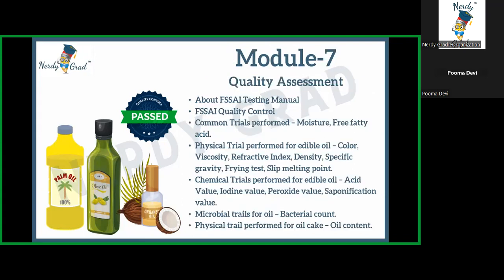This is module 7, based on quality assessment. It includes FSSAI testing manual, FSSAI quality control, common trials performed, based on the tests which are performed for all 3 in common: moisture, free fatty acid. Then physical trials performed for edible oil: color, viscosity, refractive index, density, specific gravity, frying test, slip melting point. Chemical trials performed: acid value, iodine value, peroxide value, saponification value. Microbial trials are microbial bacterial count. Physical trial performed for oil cake is the presence of oil content.